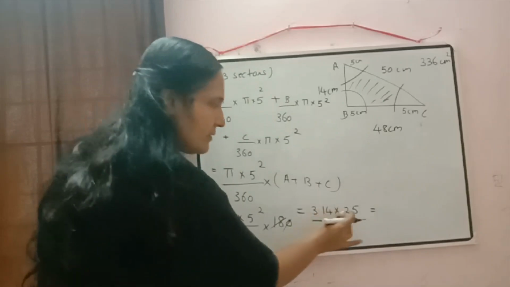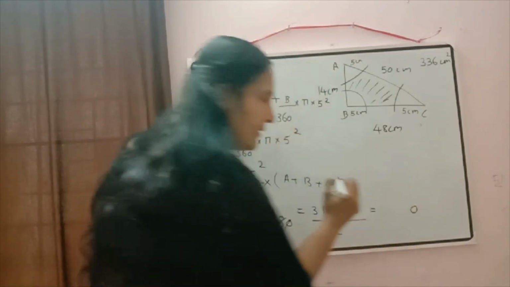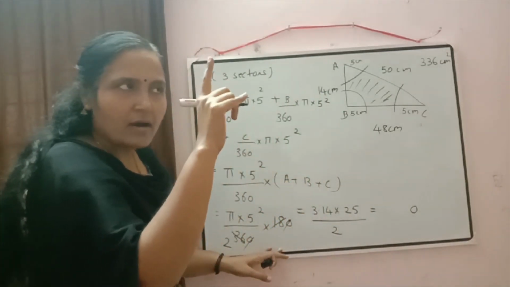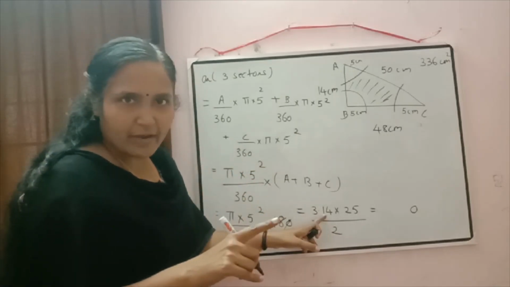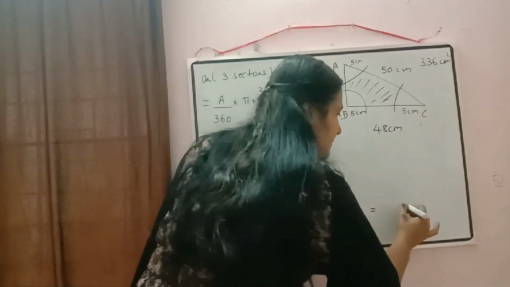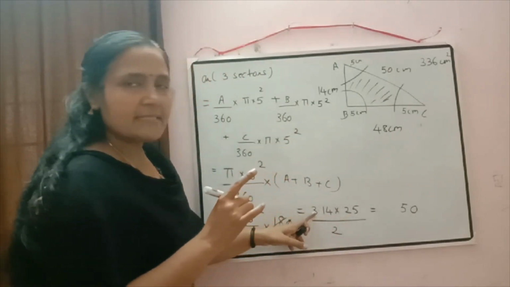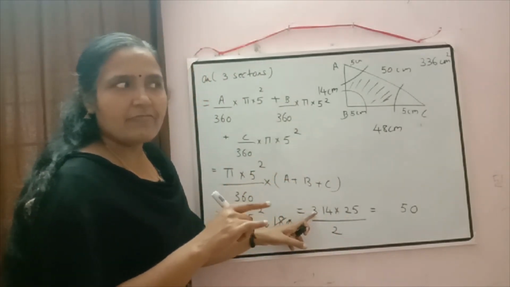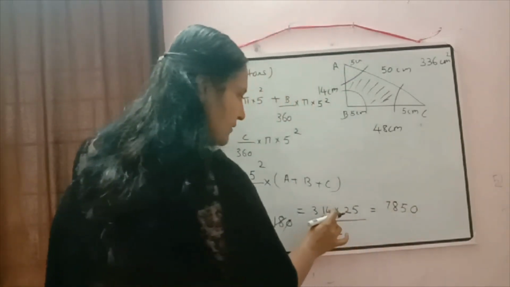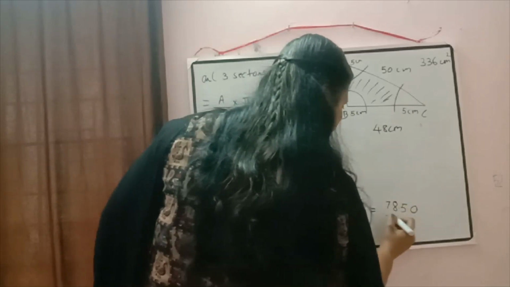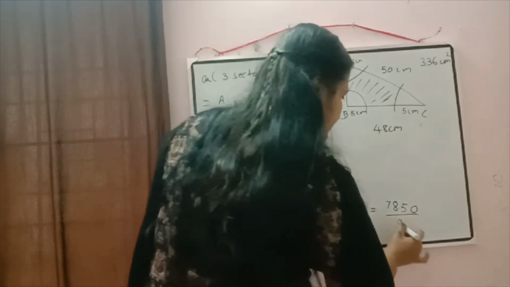Now can we multiply this one? Okay. 25 4s are 100. Carry over 10. 25 1s are 25 plus 10 will be equal to 35. Carry over 3. 25 3s are 75. 75 plus 3 will be equal to 78 and 2 zeros there. So 78.5 by 2. Now we can cancel here.